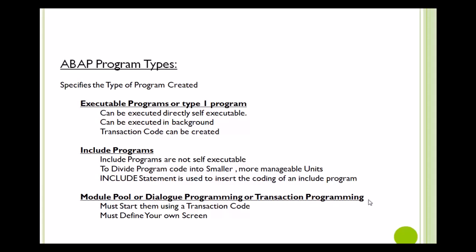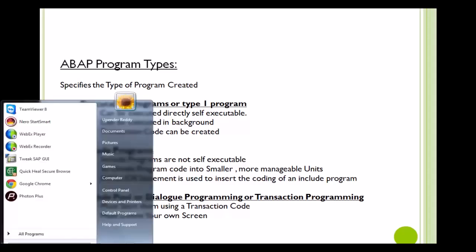A module pool, or a dialog programming, or a transaction programming, or a screen programming, all are the same. When you call a T code, it's a collection of screens. When you open the application, a sequence of screens will be executed one after another. It must start with a T code, which we cannot execute by itself. Include programs and module pool programs are not self-executable, and you must define your own screens.